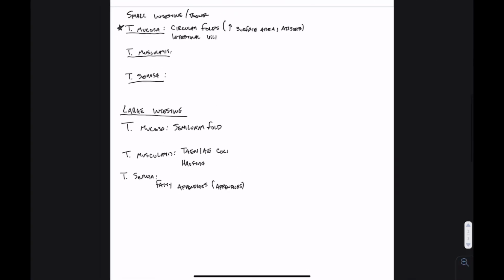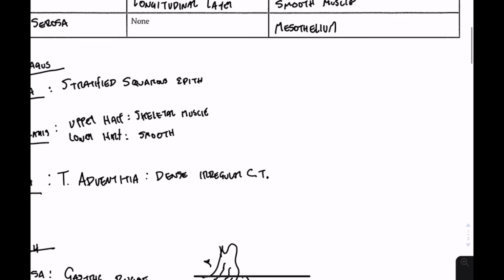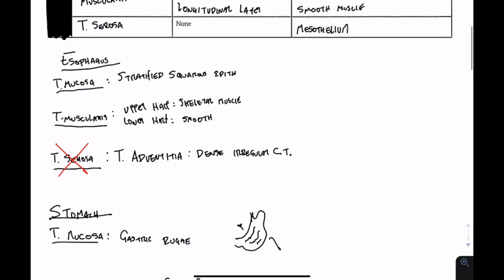So let's just do a recap here. Our esophagus has a lot of tissue modifications. We see that tunica mucosa is stratified squamous instead of simple columnar. The tunica muscularis has skeletal muscle, and it's not just smooth muscle like the rest of the gut tube. And we don't have a tunica serosa, we have a tunica adventitia, made of dense irregular connective tissue.